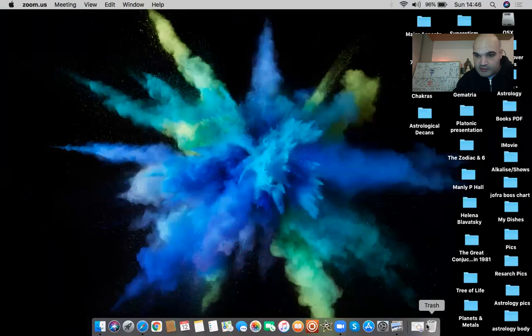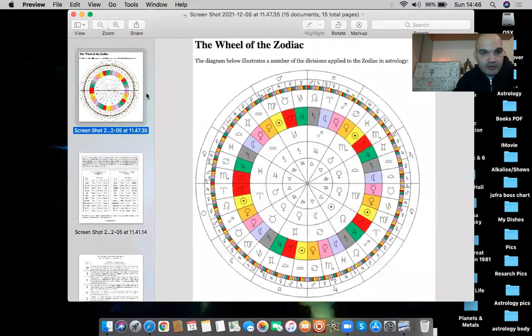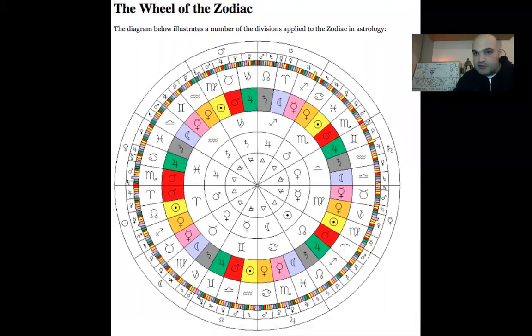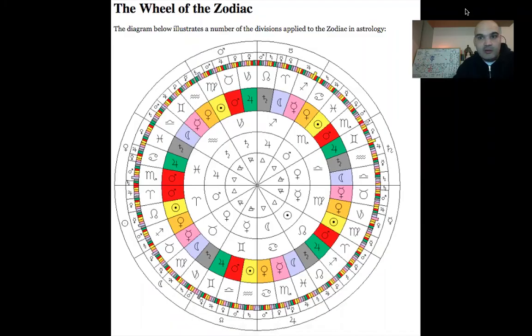So share screen, I have it already open here. Bear with me for a moment. Let's just move this up slightly. There we go. So this is the wheel of the zodiac. As you can see in this section here, we have the 12 signs, and like I just mentioned, each sign is split into 3 sections: 1, 2, 3. This circle here is the Chaldean system, and this circle here is the more modern triplicity system.